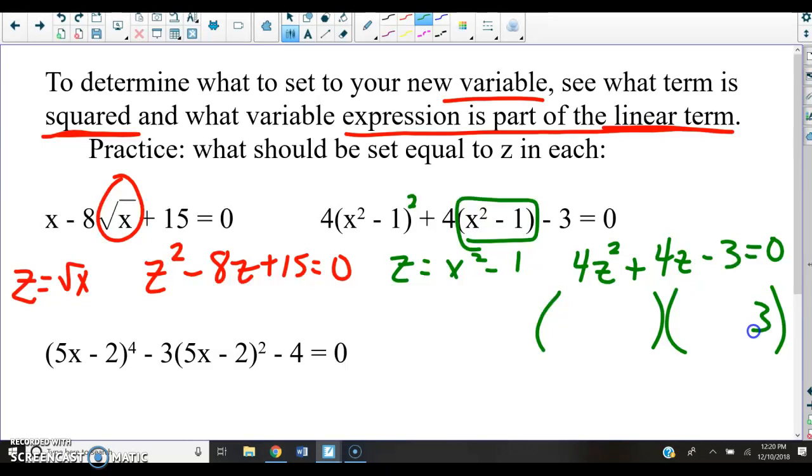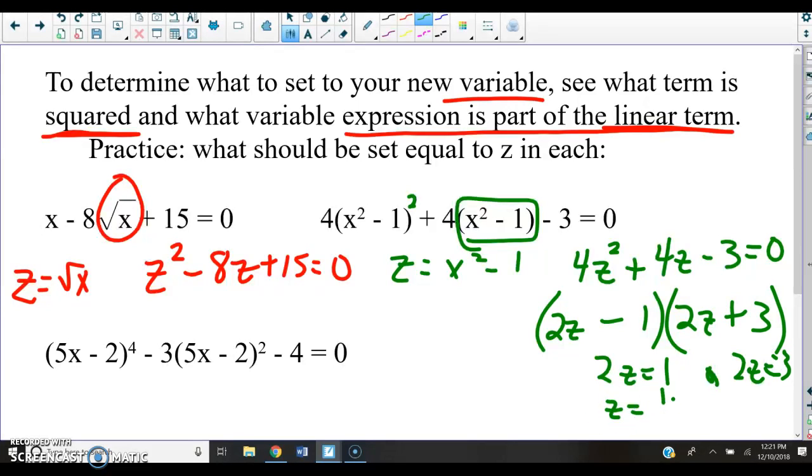Okay. 3 is prime, and I think it has to be 2z and 2z. I think this is positive so that we can get a positive 6 and a negative 2. So we'll get 2z equals 1 or 2z equals positive or negative 3, excuse me. So when I divide, my z is 1/2 or negative 3 over 2.